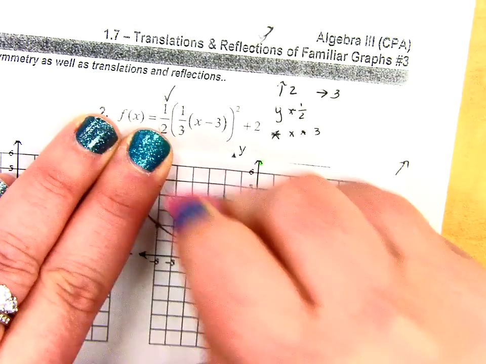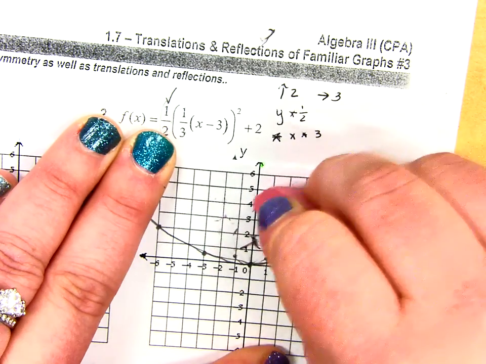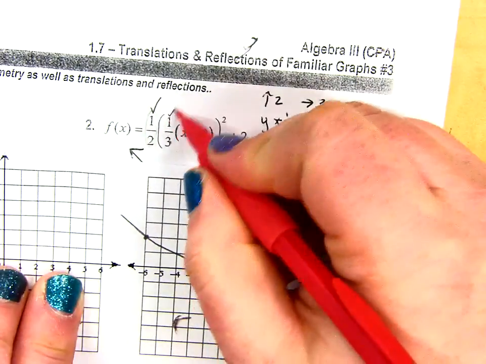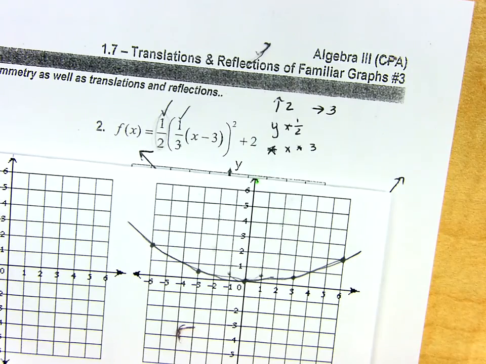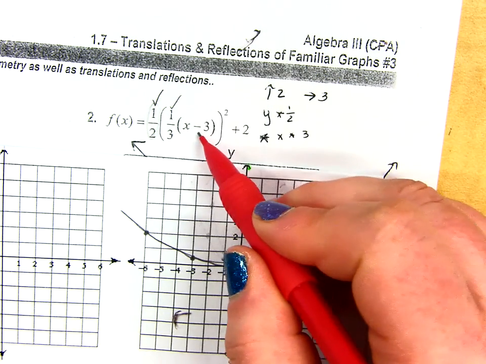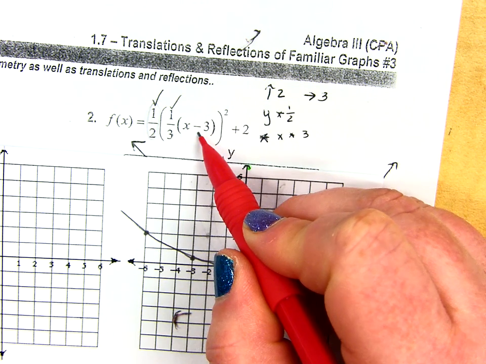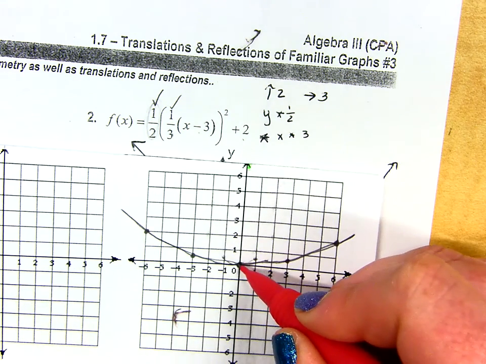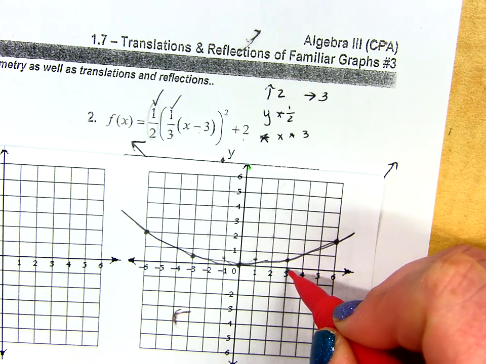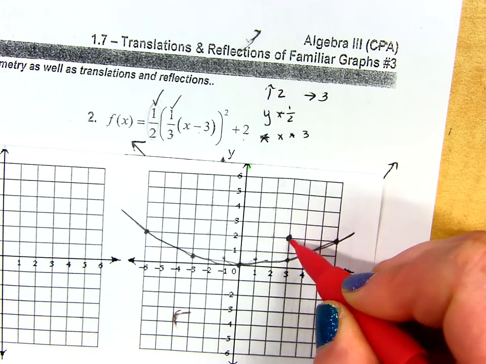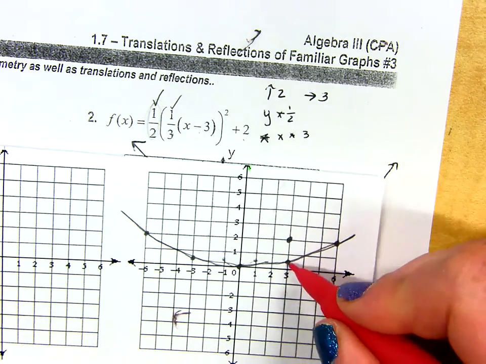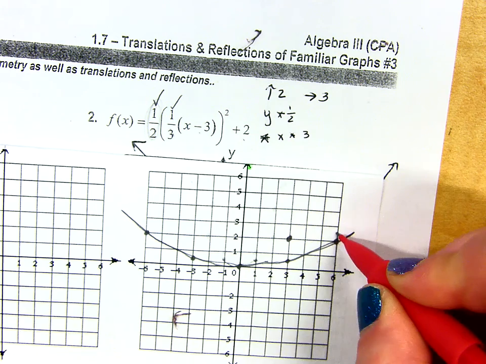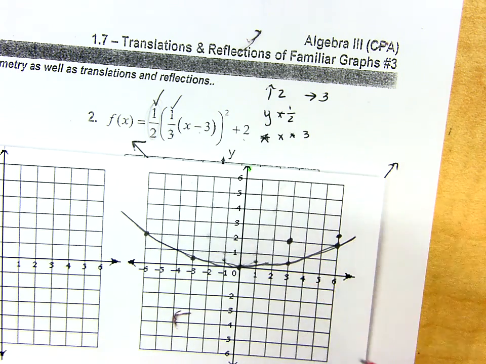Okay, let's get rid of this on the inside because I don't need it anymore. So now I've taken care of that. Now these next two I can do both at the same time because this is going to tell me to go to the right 3 and up 2. So let's start with the origin. I'm now going to go to the right 3 up 2. So my new vertex is right there. And then every other point that I had, so this one right here is now going to go to the right 3 up 2. And all the way around.